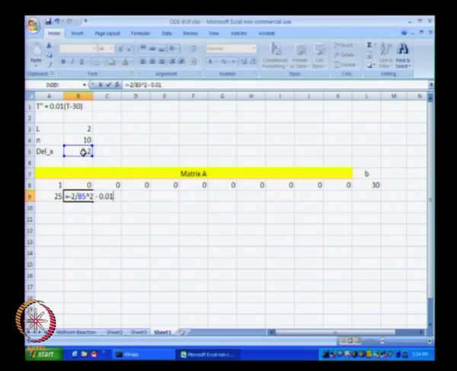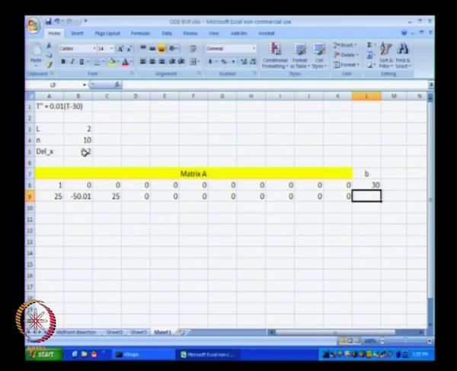Recall what we had written over here: the minus 2 divided by del x squared comes in because of the t double dash term, and minus 0.01 comes in because 0.01 multiplied by t is taken to the left hand side. That is the value that we are going to get over here, and this term is going to be 1 divided by delta x squared again, because that is the coefficient that multiplies T i plus 1. Then we have 0, 0, 0, 0, 0, 0, 0 and 0.